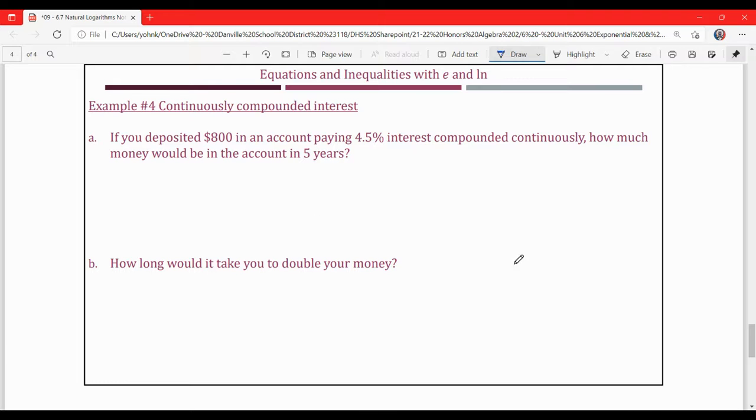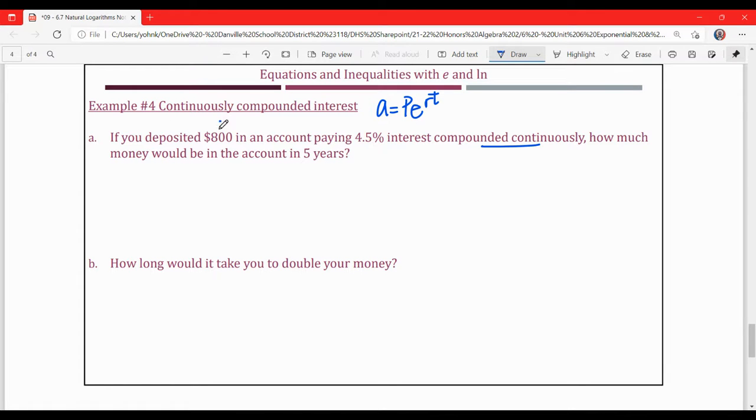So let's look at this problem. If you deposited $800 in an account paying 4.5% interest compounded continuously, how much money would be in the account in 5 years? Okay, well, the equation is A equals P e to the rt power. Compounded continuously means this equation.